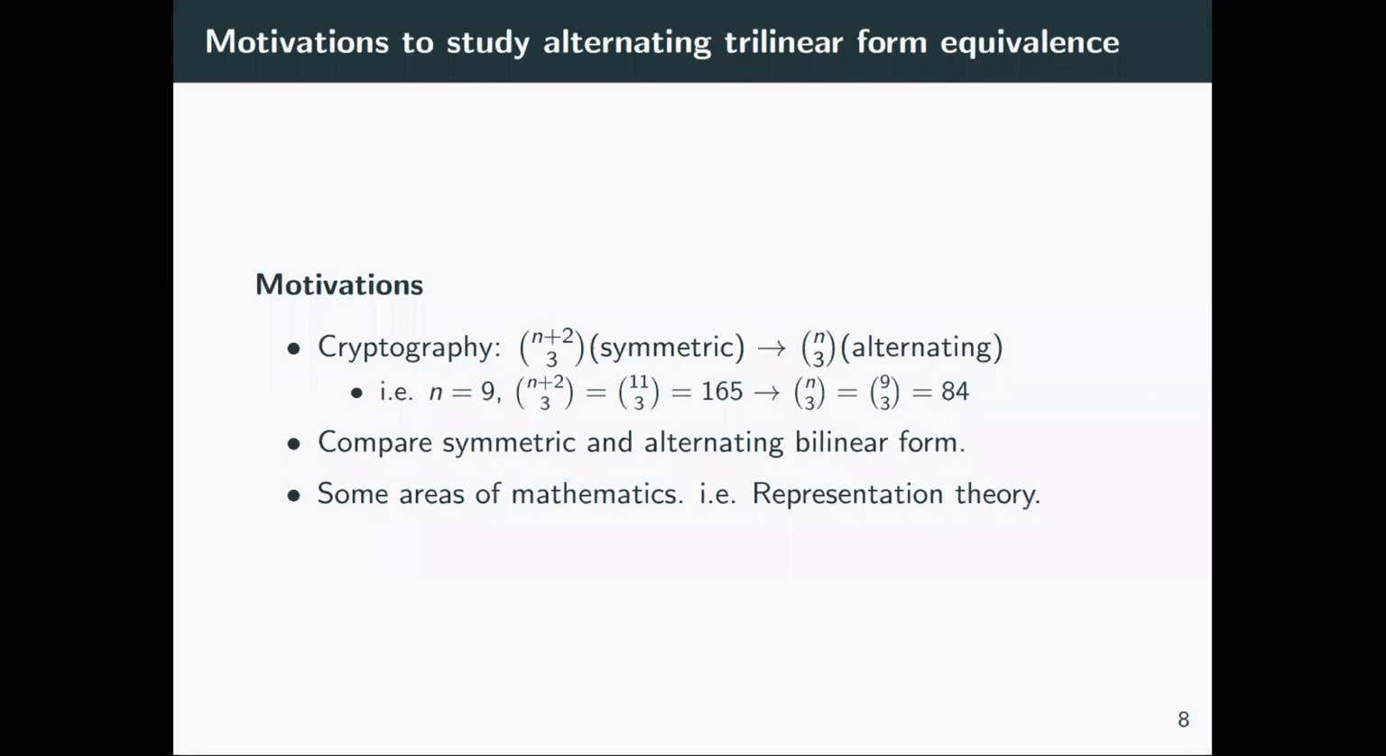For example, if we choose n equal to 9, we have n plus 2 choose 3 equal to 165, but n choose 3 is equal to 84. This means that in the authentication protocol of Pathway, if we use alternating trilinear forms instead of cubic forms for n equal to 9, one saves almost 1/2 in the public key size, which is an important saving in practice.